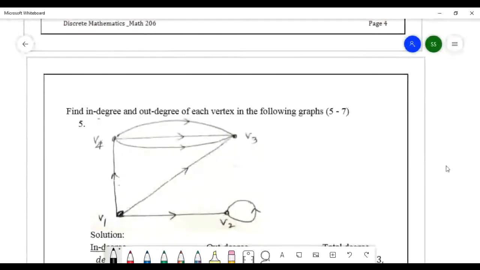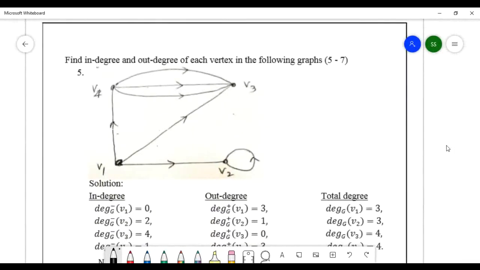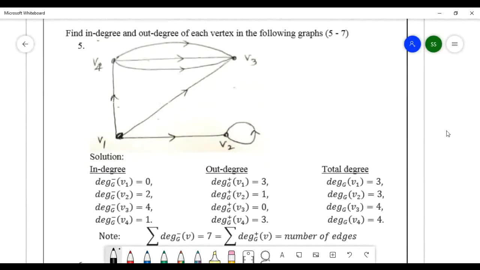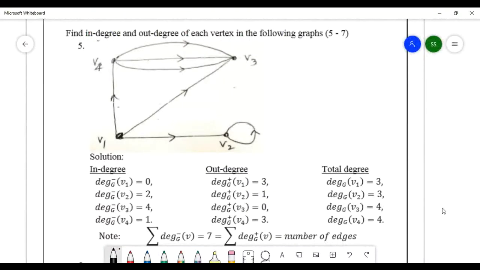Number 4. Now see number 5. Question number 5 is this. Find in degree and out degree of each vertex in the following graphs. Question number 5 to 6. You have to find in degree and out degree. Just remember, when graph is directed, then there are 2 degrees, in degree and out degree.